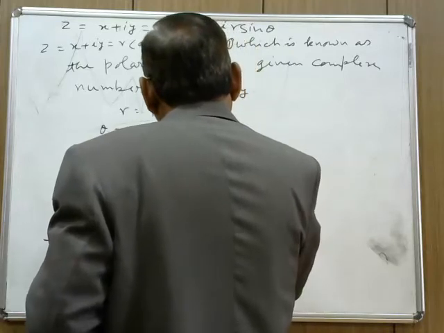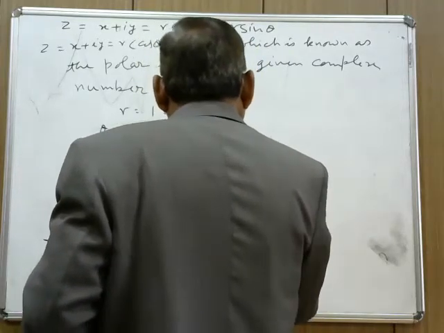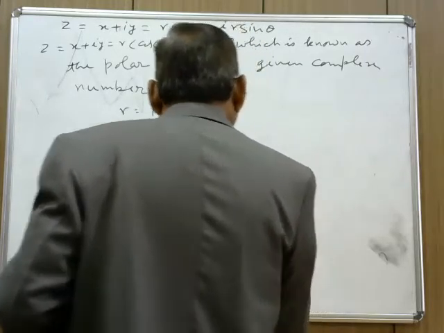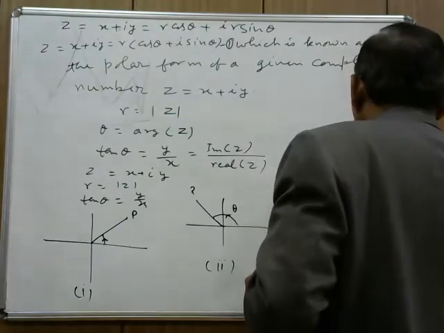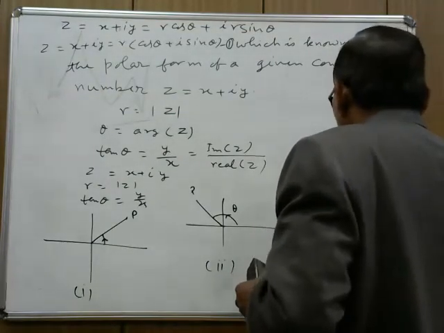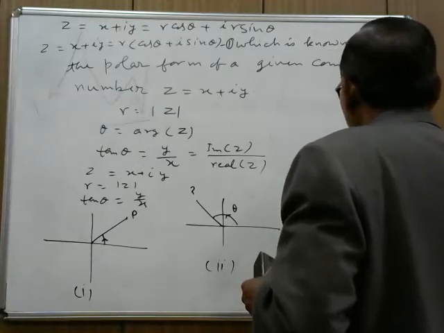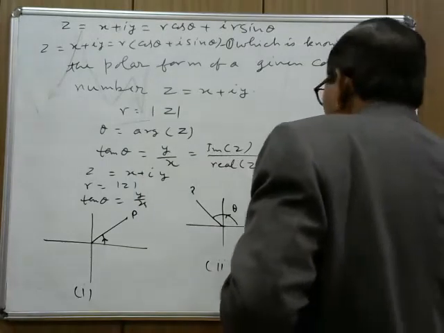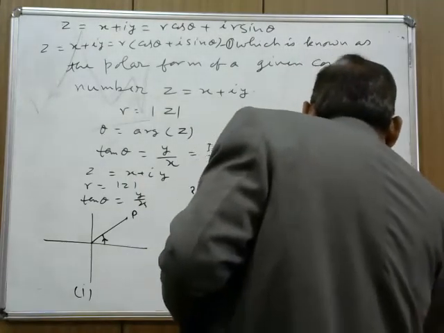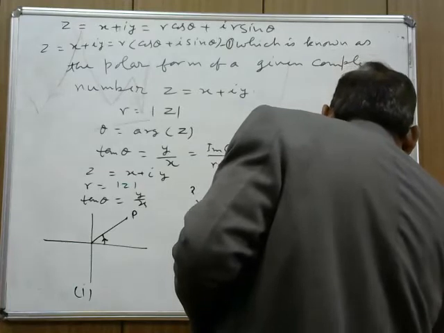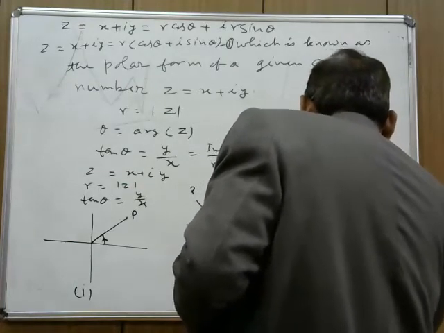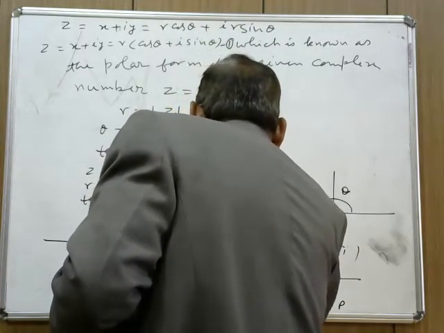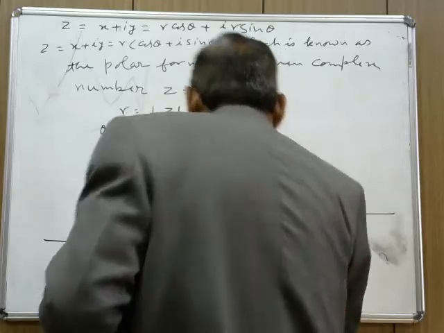In the second quadrant, if your complex number lies in the second quadrant, then again your theta is measured like this. Now if your complex number is in the third quadrant, then your angle theta is measured like this, and if your complex number is in the fourth quadrant, your angle is measured like this. So this is the range 0 is less than or equal to theta is less than 2 pi.